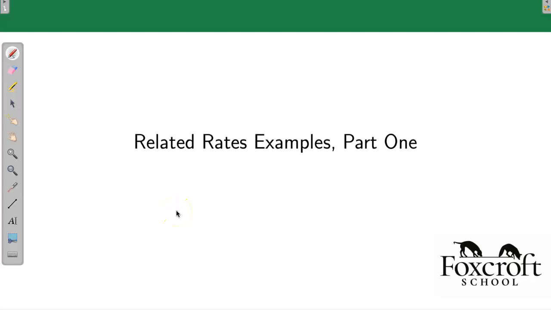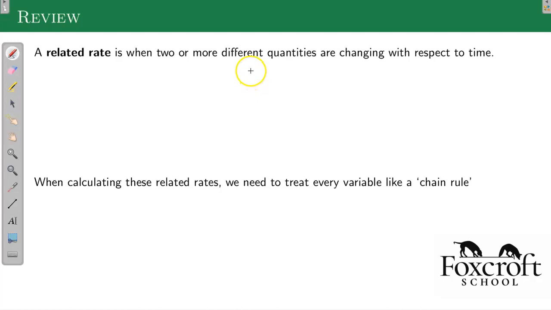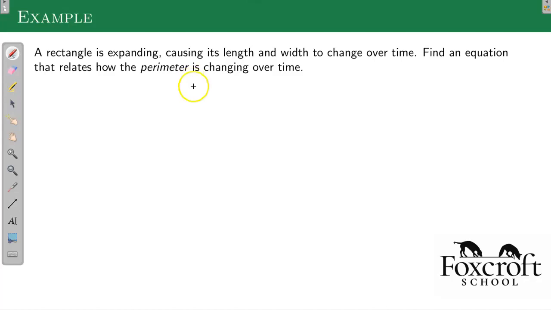In this video, we're going to look at some examples of related rates. A related rate is when two or more quantities are changing with respect to time in some scenario. When calculating these, I need to remember that time is our actual input variable that changes the situation. So we're going to have to do a kind of chain rule, quote unquote, every single time we take these derivatives. All right, so here's our first example.